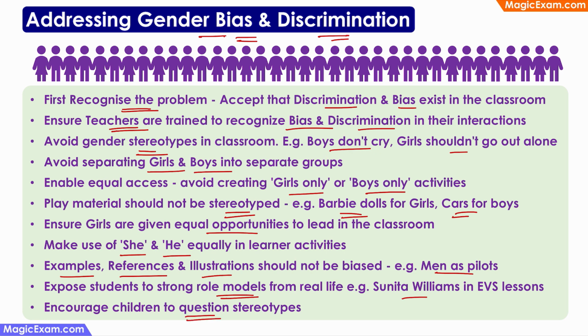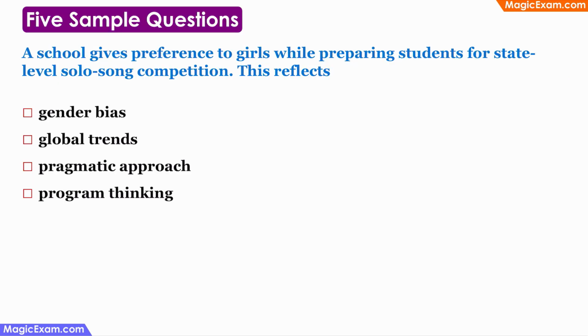So if girls are told that they should not be doing a particular type of activity or they should not be pursuing a particular career, they should be encouraged to question that. So these are some of the ways in which gender bias and discrimination can be addressed in the classroom. Next, let us solve some sample questions from previous question papers.